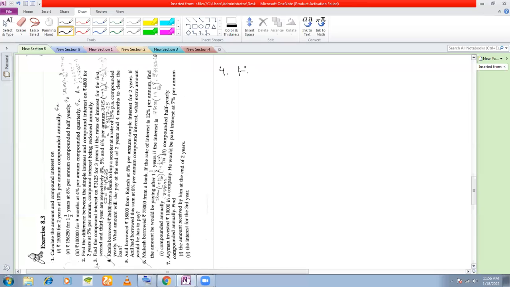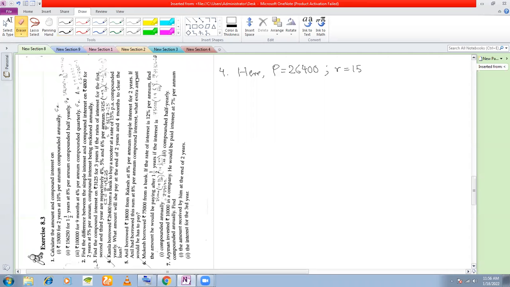So here, if you see, the principal is 26,400, right? Now she's paying interest to the bank. What is the rate of interest of the bank? It is given to be 15%. Let's simply write 15. And the time here is 2 years, 4 months. This is the time.